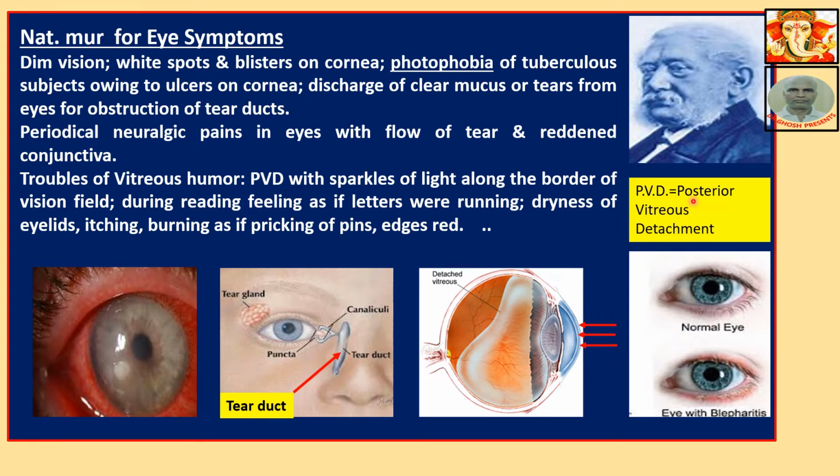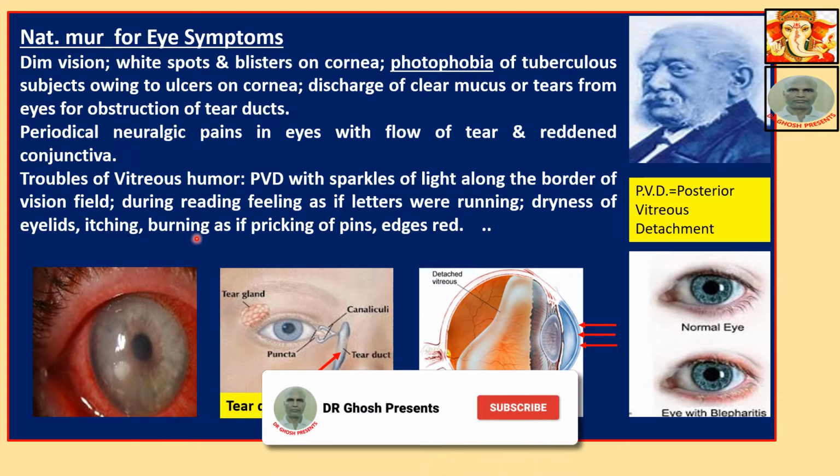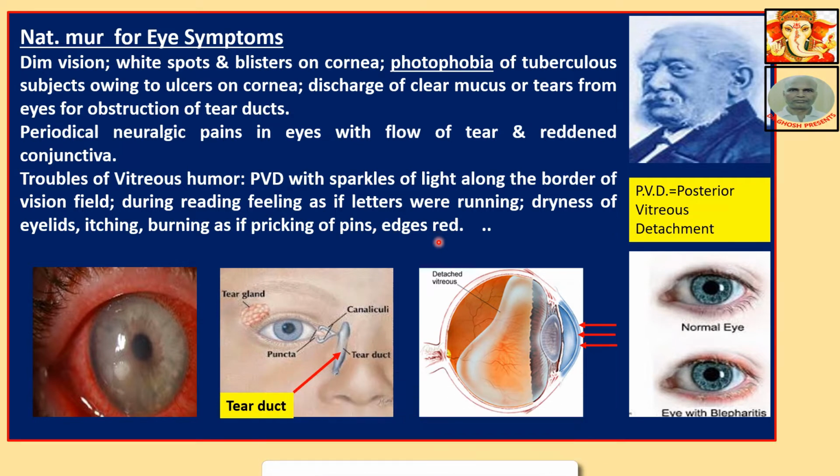PVD, that is posterior vitreous detachment, a type of serious disease with sparkle of light along the border of the vision field during reading, feeling as if letters are running, dryness of eyelids, itching, burning as if pricking pains, edges red. These are the symptoms of posterior vitreous detachment. That is the picture, this is the normal eye, and this is blepharitis. Blepharitis means the inflammation of the edges of the lids.